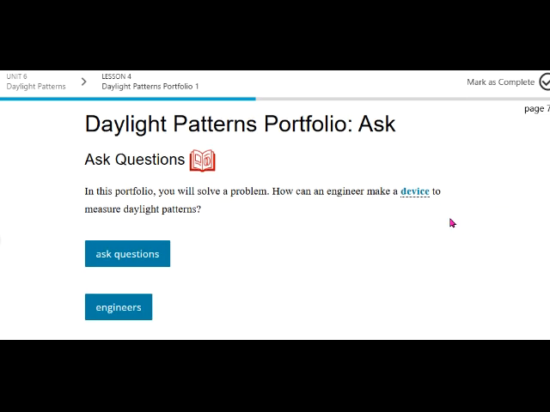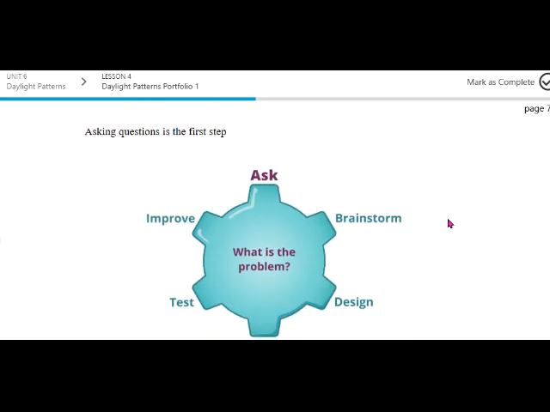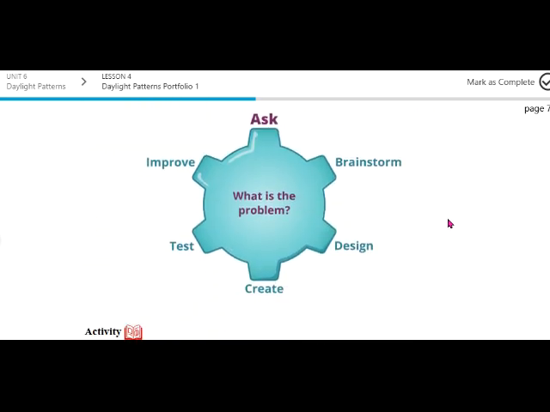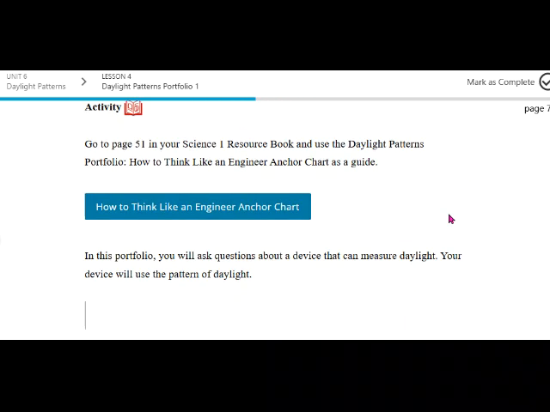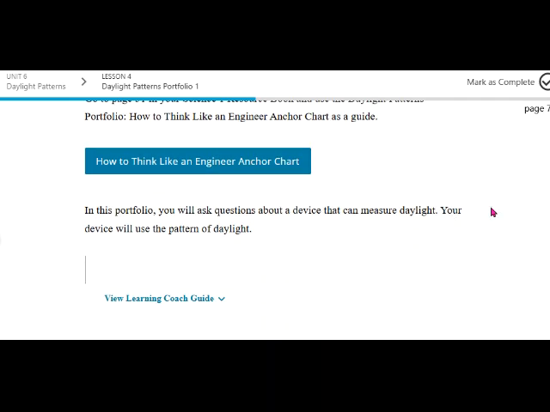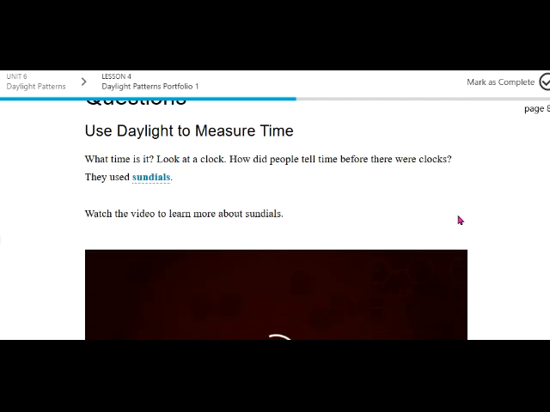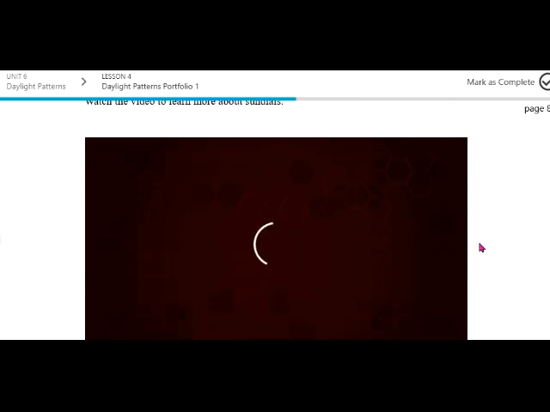In this portfolio, you will solve a problem. How can an engineer make a device to measure daylight patterns? Asking questions is the first step. What is the problem? In this portfolio, you will ask questions about a device that can measure daylight. Your device will use the pattern of daylight. What time is it? Look at a clock. How did people tell time before there were clocks? They used sundials.